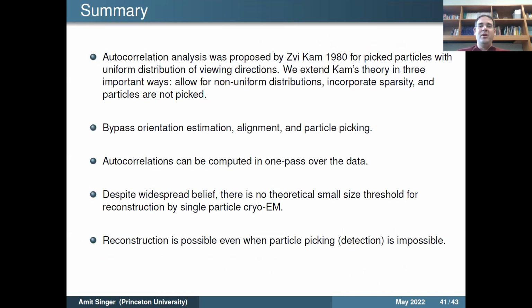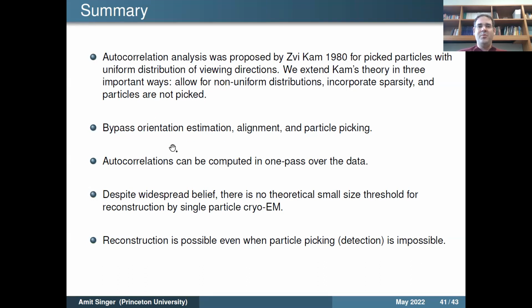Autocorrelation analysis was proposed by Zvi Kam in the late 70s, early 80s for particles with uniform distribution of viewing directions. And we extend Kam's theory in 3 important ways. One is to allow for non-uniform distributions. The other is to incorporate sparsity. And the third is for the case when particles cannot even be picked from the micrograph, cannot be detected.